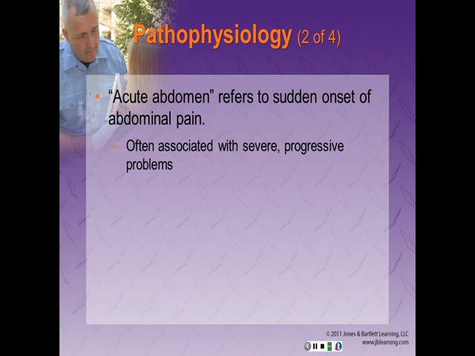The term acute abdomen refers to a sudden onset of abdominal pain, and it is often associated with severe progressive problems requiring medical attention.